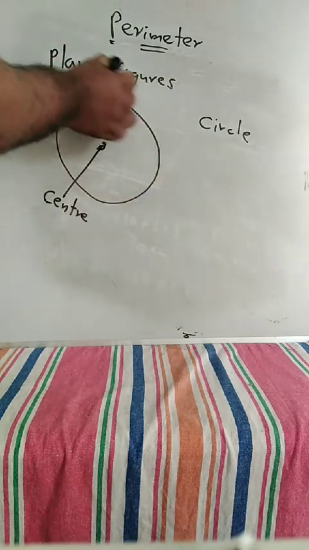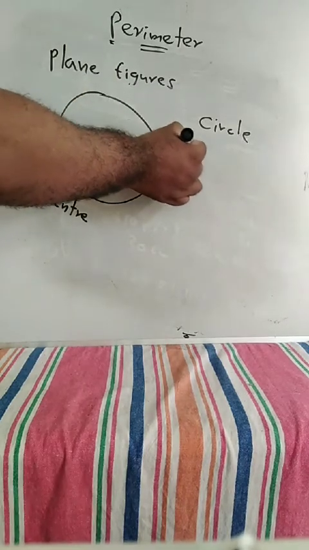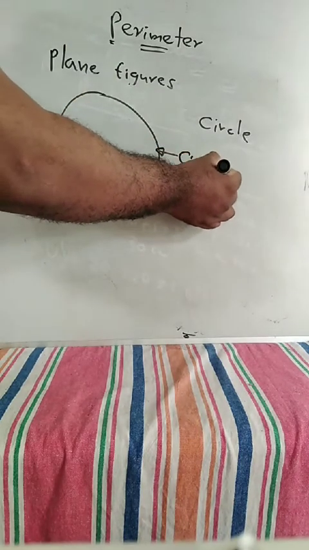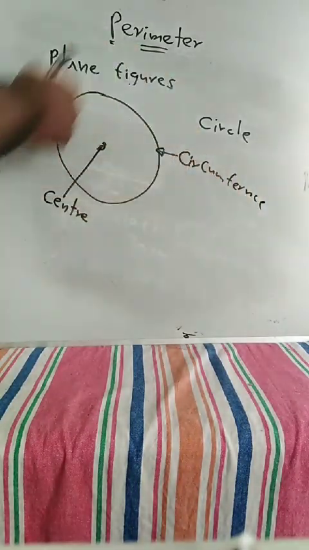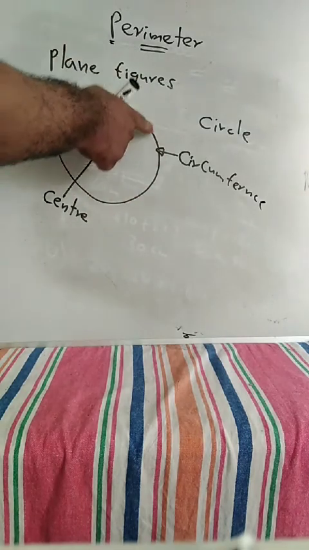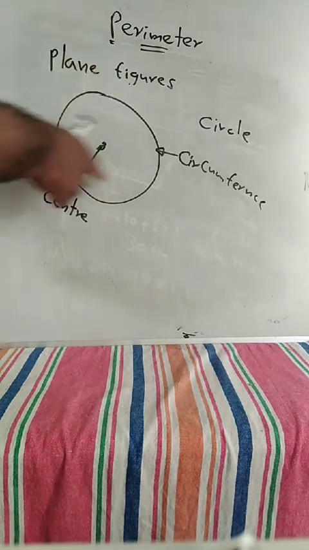Here, especially in a circle, we should say circumference, not perimeter. The circumference of the circle means the length around it. The circumference means perimeter, the sum of the length.